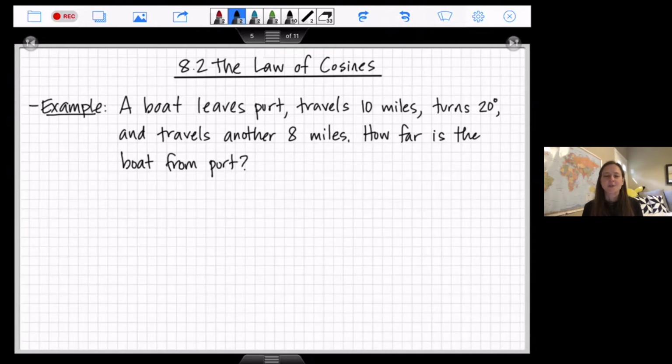The law of cosines is really good for working word problems, so let's get some practice with this. A boat leaves port, travels 10 miles, turns 20 degrees, and travels another 8 miles. How far is the boat from port? Those are probably nautical miles, but we can oversimplify a little bit here.